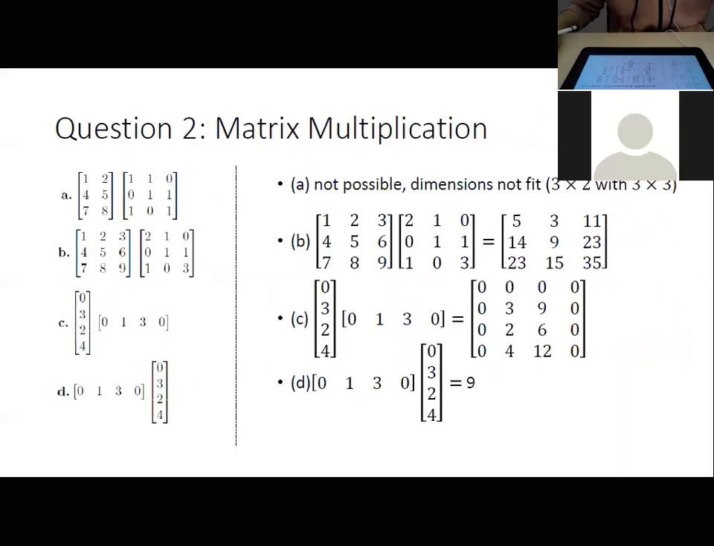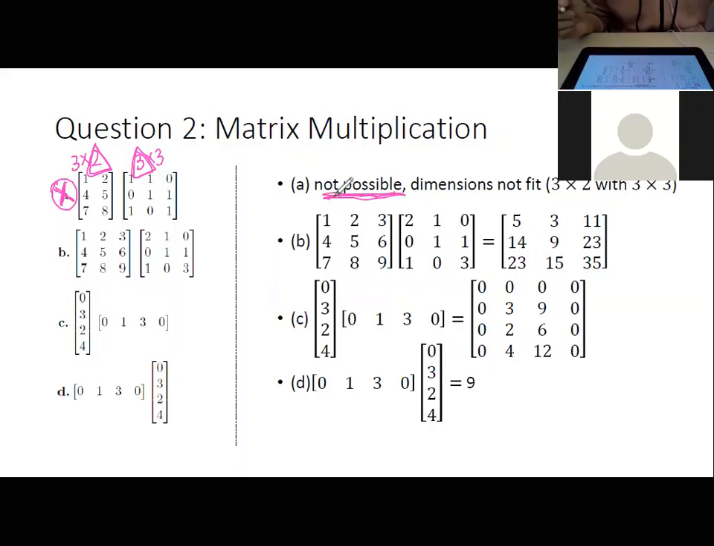First, we are going to see question A. Again, we should check the size. The first matrix is of size 3 times 2, and the second matrix is of size 3 times 3. It's obvious that the number of columns of the first matrix is not the same as the number of rows of the second matrix. So we already know there is no need to do the calculation because it's not possible.